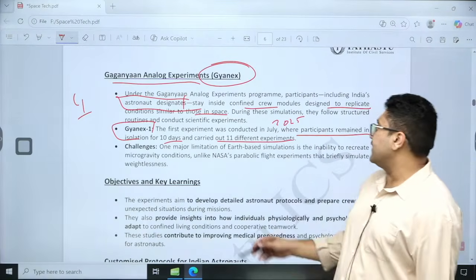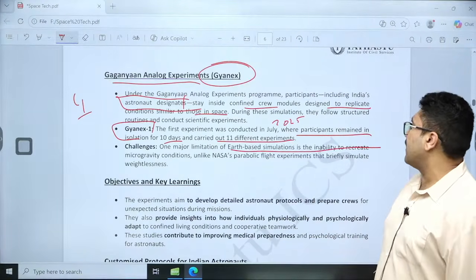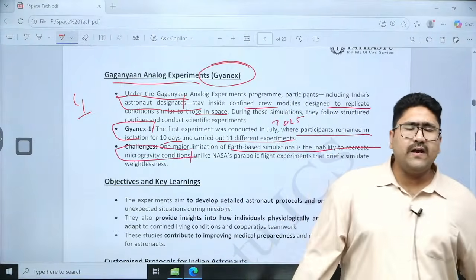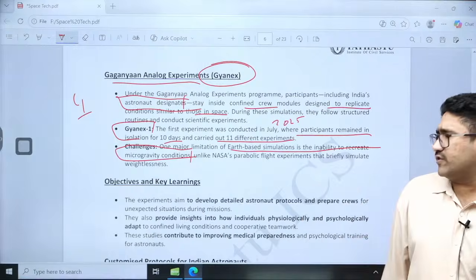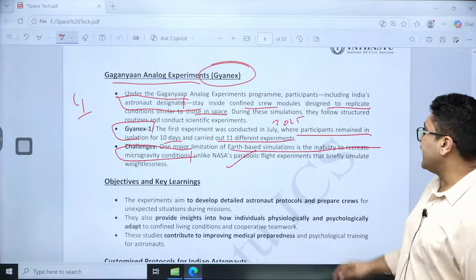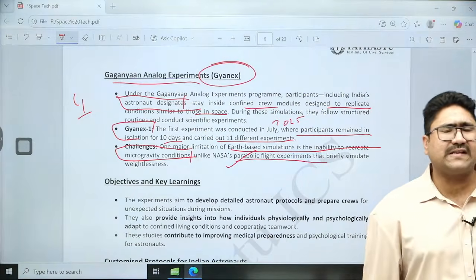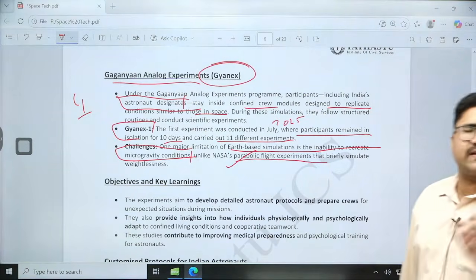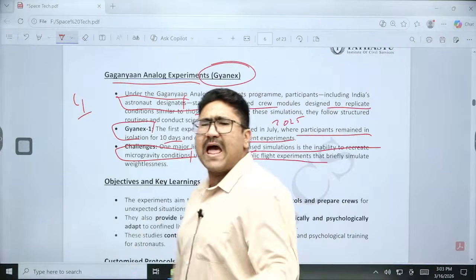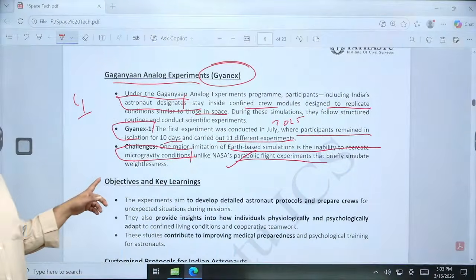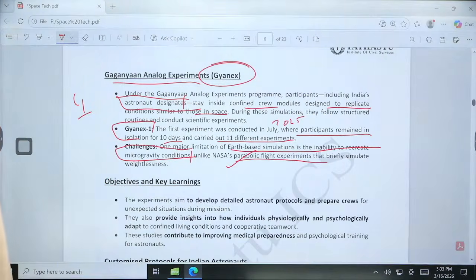Then what were the challenges? The challenge was the inability to recreate microgravity conditions. India could not create microgravity conditions. NASA has created parabolic flight experiments in which microgravity weightlessness can be experienced. But India has created other things, lack of air, temperature, such kinds of activities. But India has not been able to create microgravity experiments.